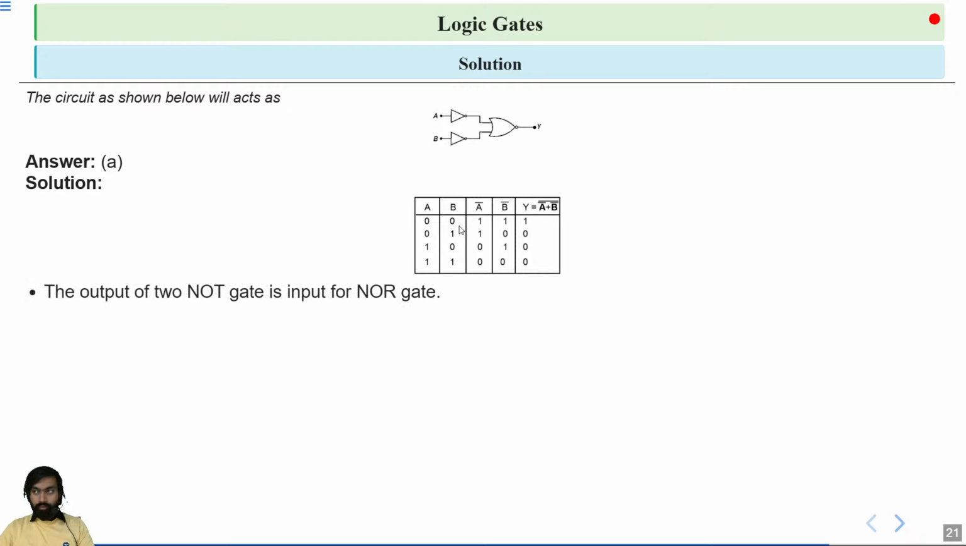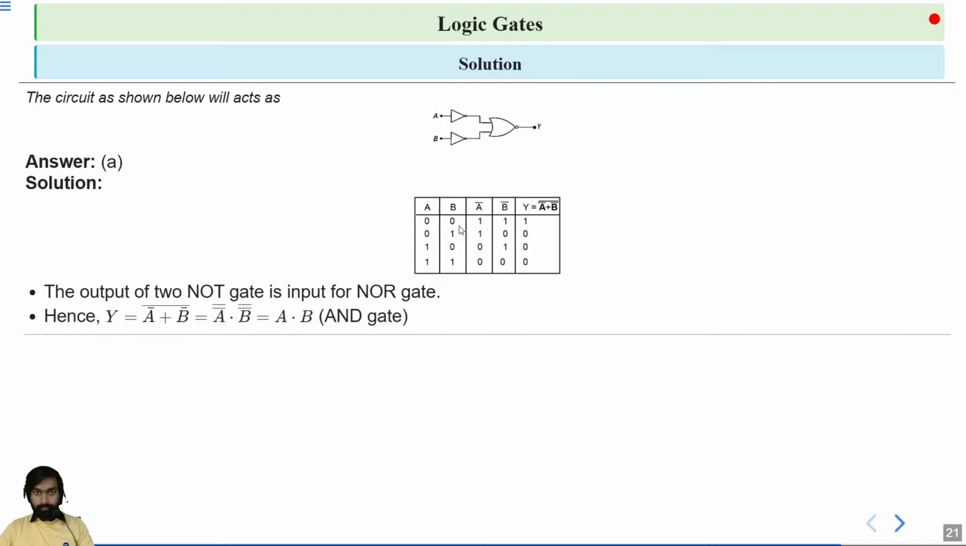So the output of the two NOT gates is the input for the NOR gate. Okay. So from De Morgan's law, Y equals (A bar plus B bar) whole bar, which is equal to A double bar dot B double bar. So it is equal to A dot B, the same result one could obtain from an AND gate. Okay.